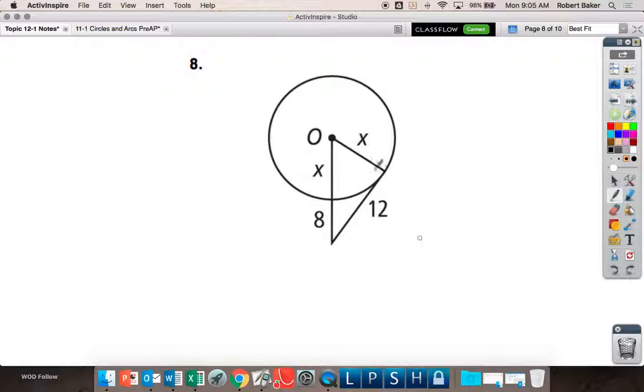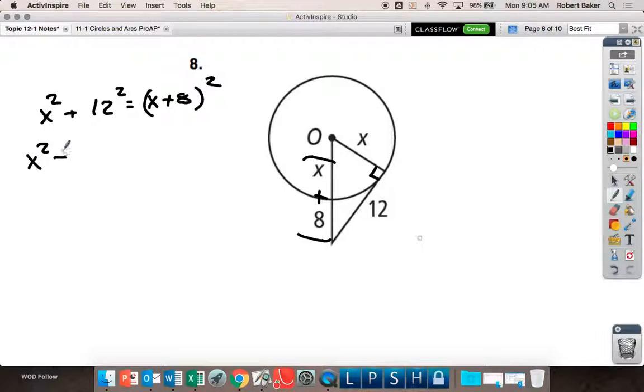How big is this angle right here? 90 degrees. Now I have a right triangle, so I can do a squared plus b squared equals c squared. Training wheels off. X times x, x squared. 12 times 12, 144.